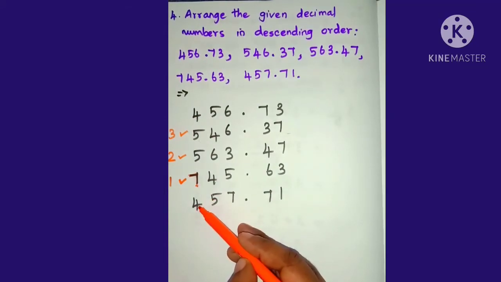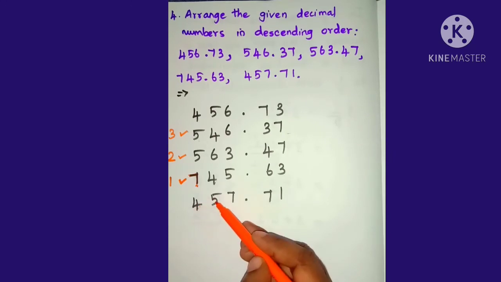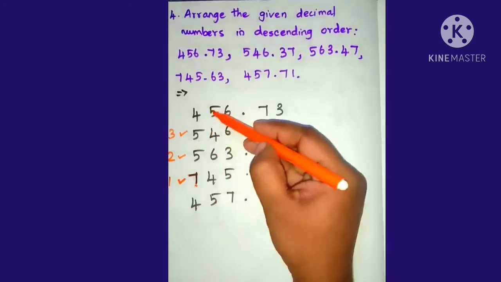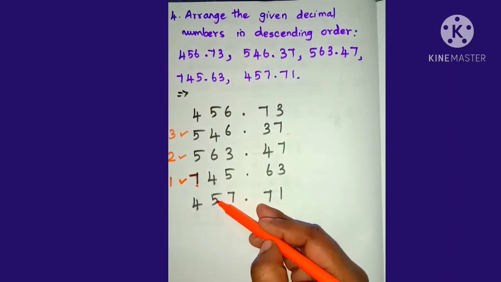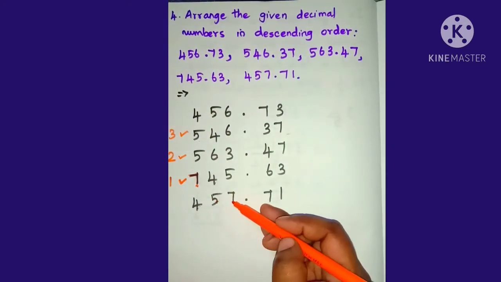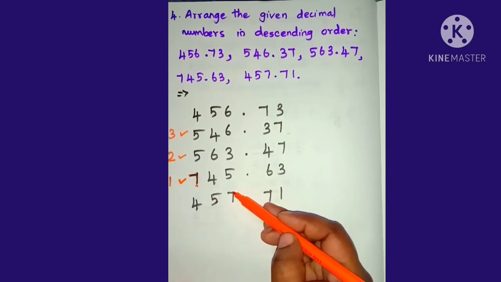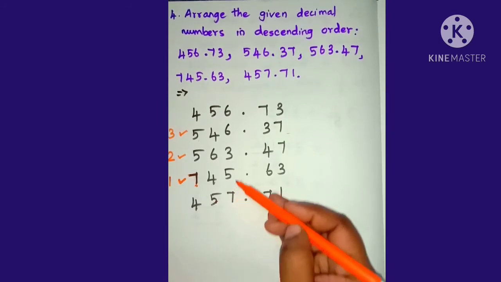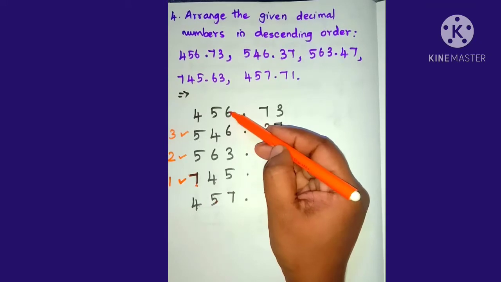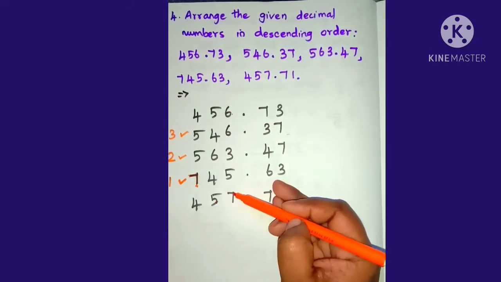are there. So the hundreds place digits are equal. So compare the tens place, 5 and 5. So that is also equal. So now we have to compare the ones place digits in the whole number part. So here it is 7 and here it is 6. So which is greater value?